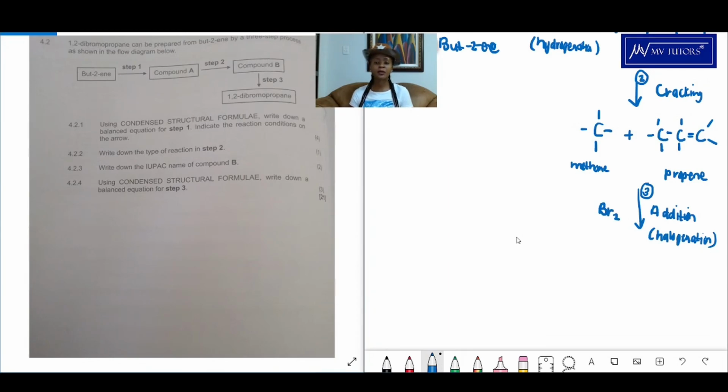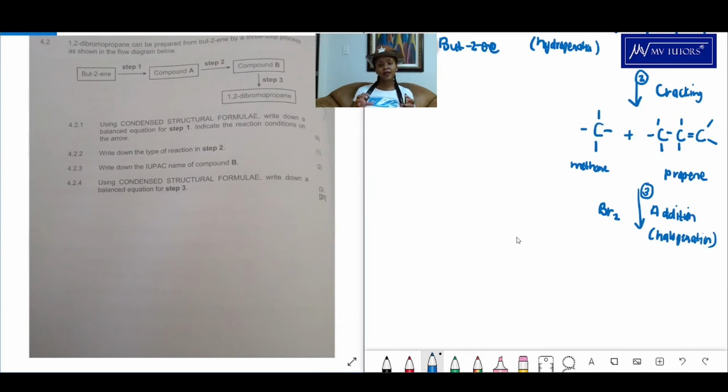Okay, so remember, bromine doesn't go alone. Why? It has 7 electrons around. It has 7 valence electrons. So if you just have bromine by itself, it'll have that one space. Remember, we have to fulfill the octet rule.